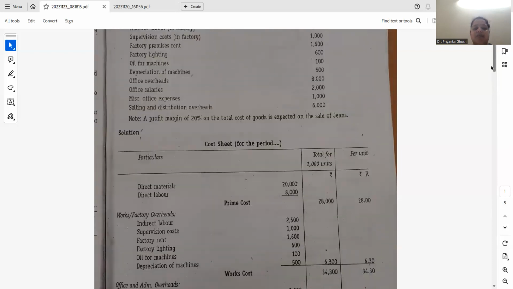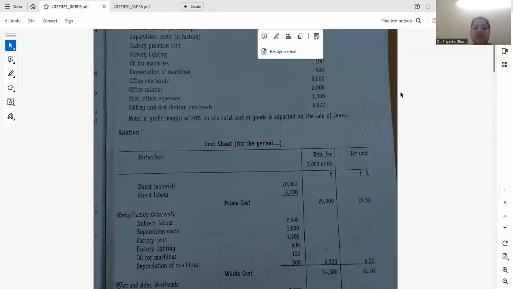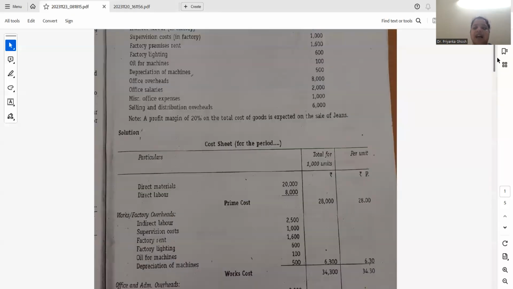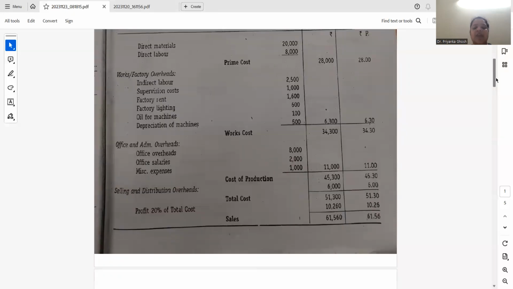Now in the question, they have told clearly the profit margin is 20%. So profit margin is 20% means here directly we need to calculate the 20% on our cost. So 20% on our cost of 51,300, our profit will come 10,260. Again, you want to calculate the per unit. So we are manufacturing 1,000 units. So per unit will come 10.26.